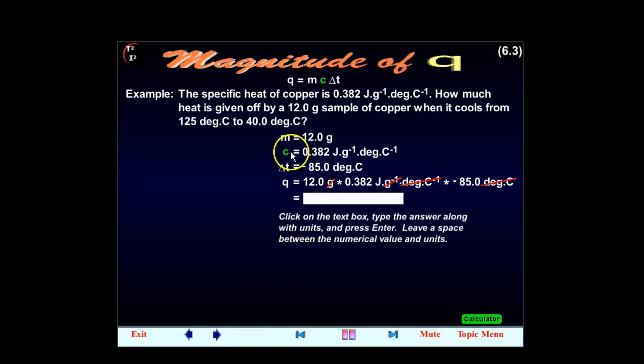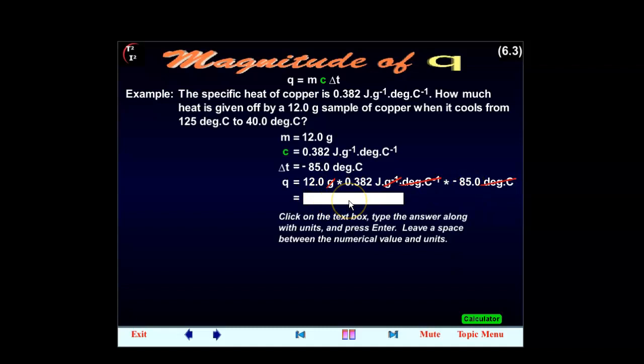All right, these are the values for mass, the C, and delta T is negative 85. That means that temperature was, this is the final, 40, because it says to. So 40 minus 125 will give you negative 85. Don't make a mistake of subtracting 40 from 125, which will give you a positive sign. All right. So when you solve this, you should get your answer right in here. That is 12 times 0.382 times negative 85. Your answer should be negative.